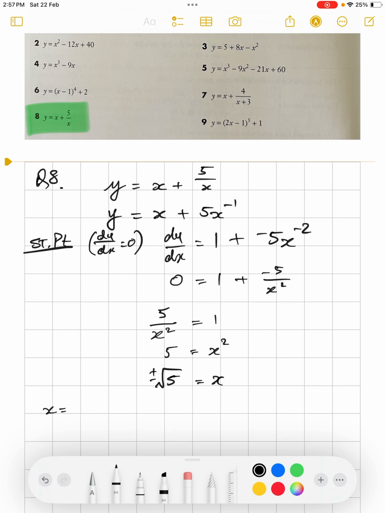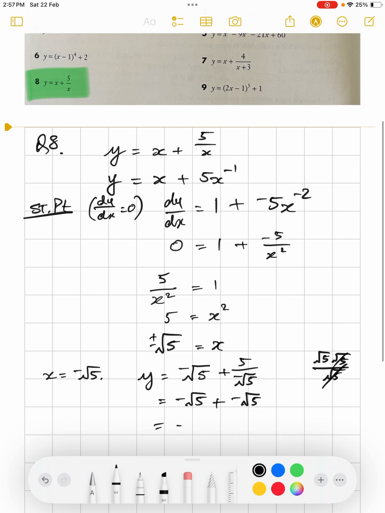And let's get the y value for negative root 5. y equals negative root 5 plus 5 over negative root 5. So we've got negative root 5 plus negative root 5, because 5 is root 5 times root 5 over root 5, so root 5 would cancel. So we've got negative 2 root 5s. So the stationary point is negative root 5, comma, negative 2 root 5.